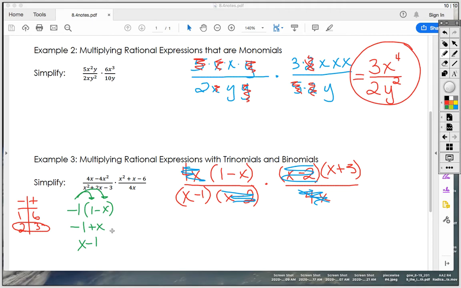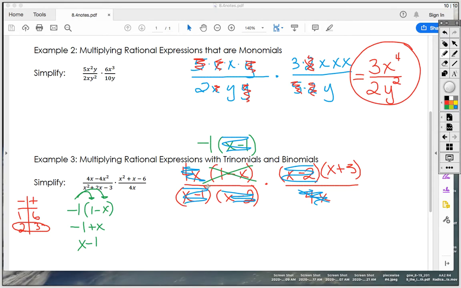So, if I were to multiply or factor out, I can actually factor out, this becomes negative 1 times x minus 1. Basically, if the variable and the number are in opposite locations, you can do negative 1. Okay, so now can I cancel anything out? Yes, I can cancel this and I can cancel this.